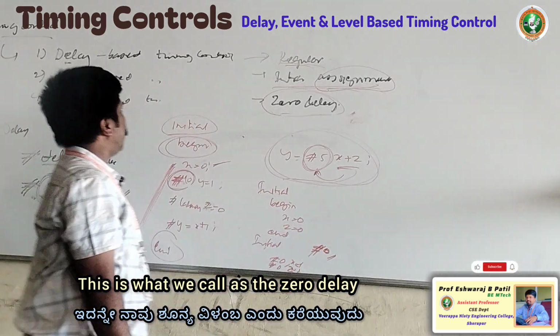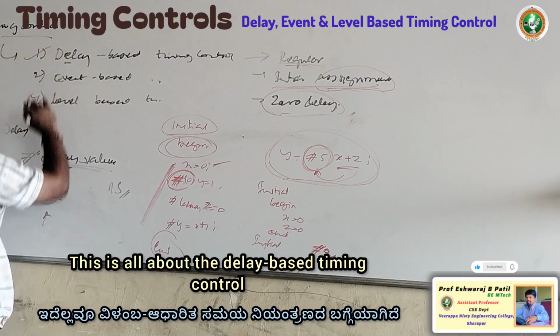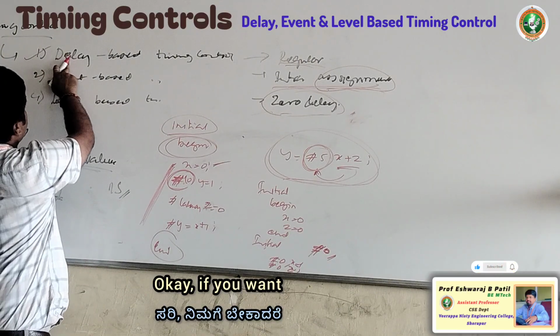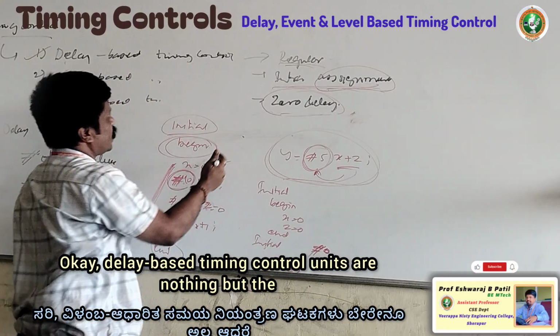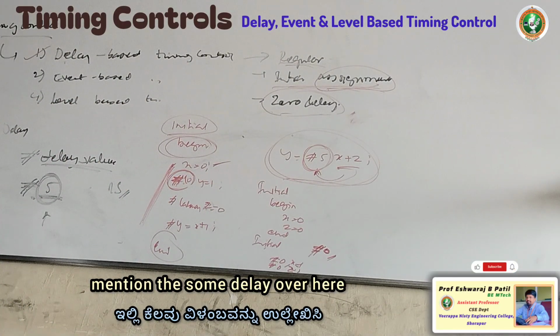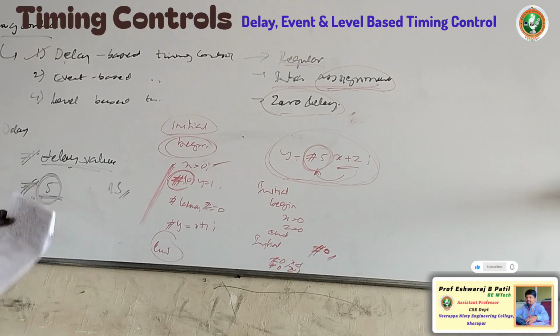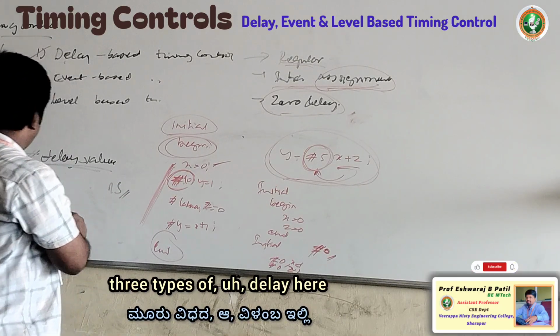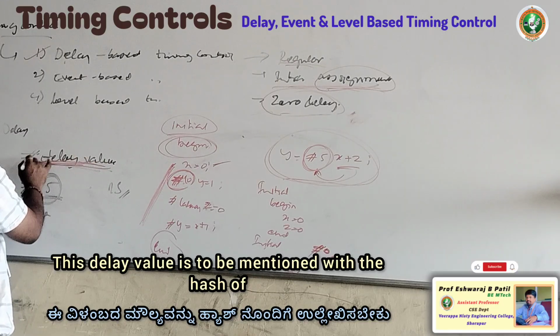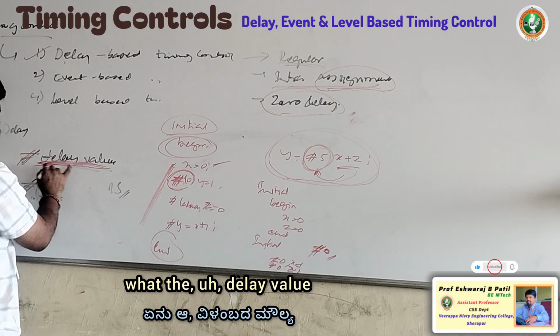This is all about delay based timing control. Once again I want to repeat it. Delay based timing control has the regular delay, where we mention some delay. We have three types of delay here. One, the delay value is mentioned with hash of the delay value.